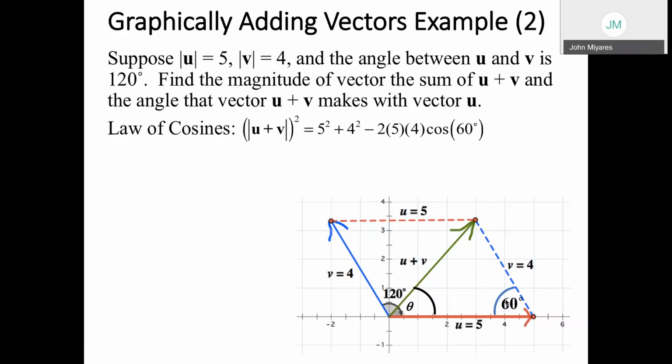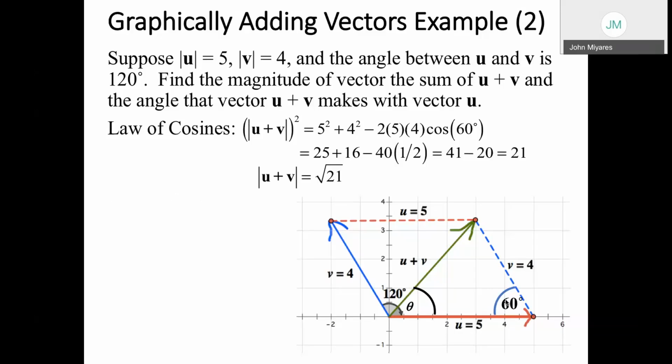Evaluating each piece of this gives us 5 squared, which is 25, 4 squared, which is 16, and the cosine of 60 degrees is 1/2. Multiplying and combining the numbers together here will give us 41 minus 20, which is just 21. That will make the magnitude of vector u plus v the square root of 21.